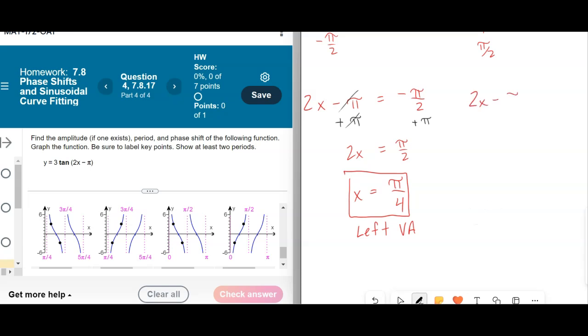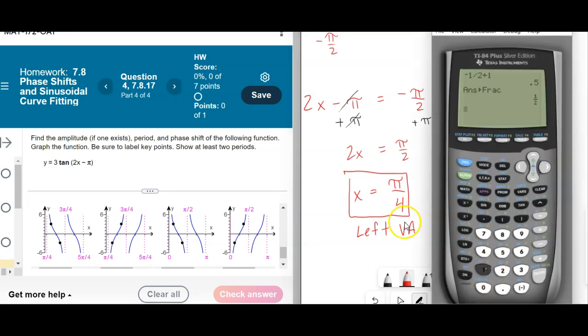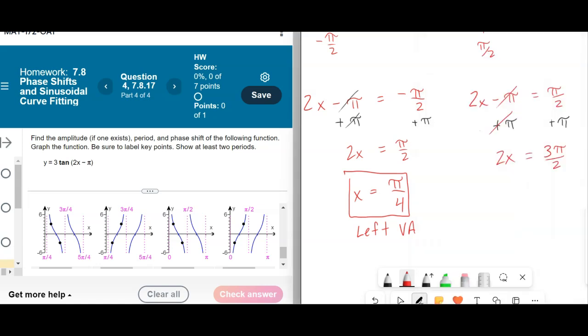2x minus pi now equals positive pi over 2. Adding pi, just like I did before, I get 2x, these cancel. I get 2x equals pi over 2 plus pi, which is 3 pi over 2. Again with the calculator, pi over 2, 1 over 2, plus pi, plus 1 into a fraction, 3 over 2. So stick the pi back in there, 3 pi over 2. Divide both sides by 2, I get x is equal to 3 pi over 4. That is my right vertical asymptote.